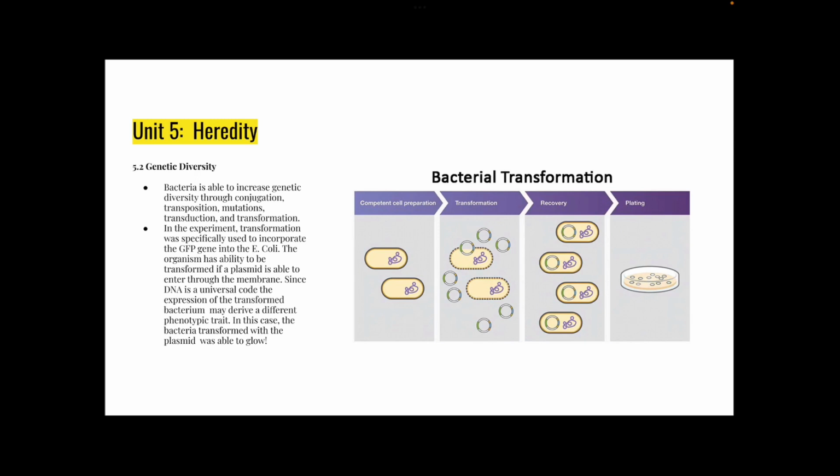In Unit 5, Heredity, I chose topic 5.2, Genetic Diversity, because bacteria are able to increase genetic diversity through conjugation, transposition, mutations, transduction, and transformation. In the lab, we used bacterial transformation to allow for the plasmid to enter into the E. coli and have their phenotype be glowing.